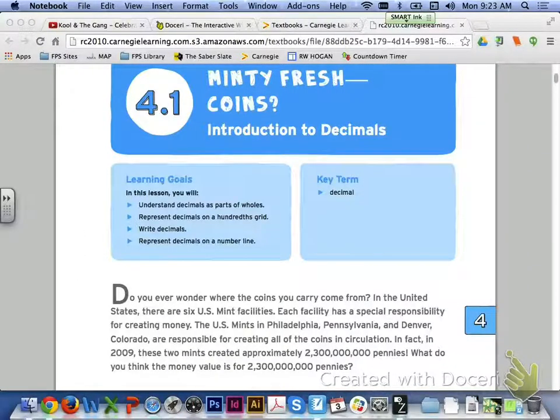If you turn to page 227 in lesson 4.1, we will be introduced to decimals. Learning targets for today are going to include understanding decimals as parts of a whole, representing decimals on a hundredths grid, writing decimals, and also representing decimals on a number line.